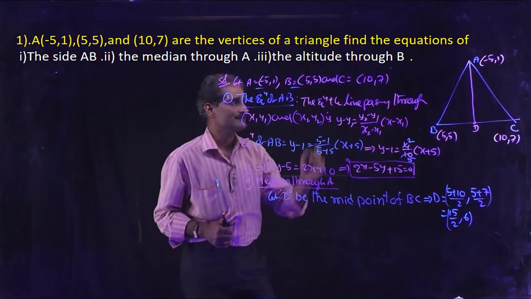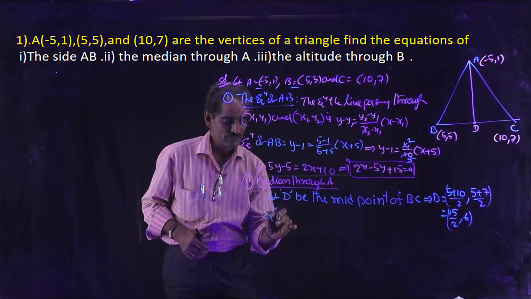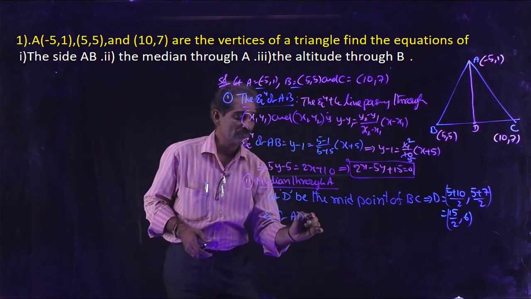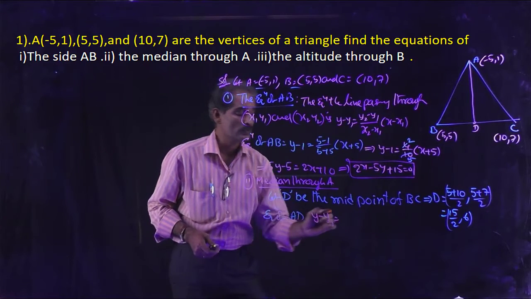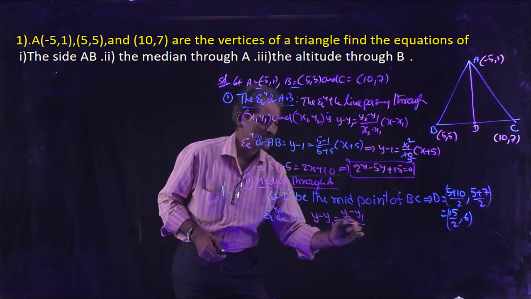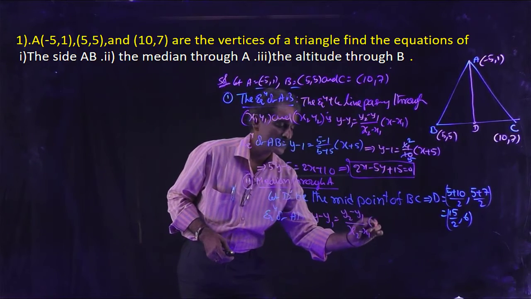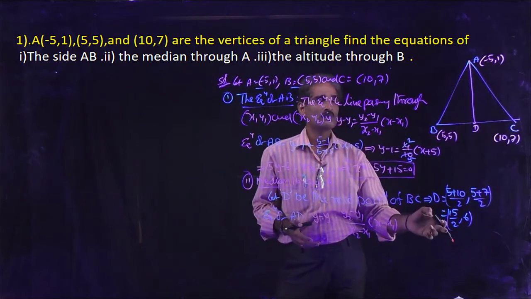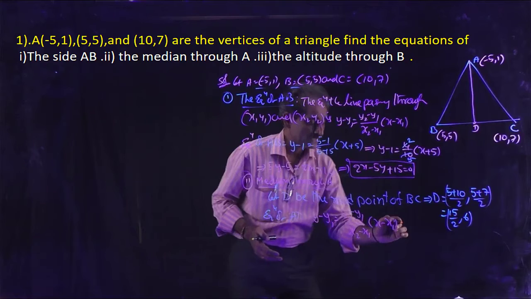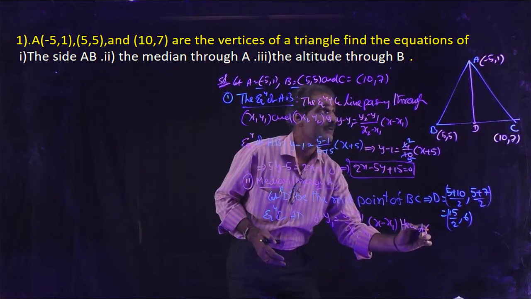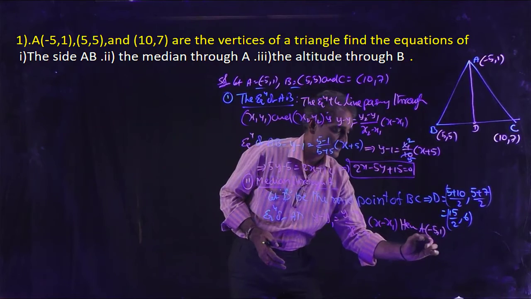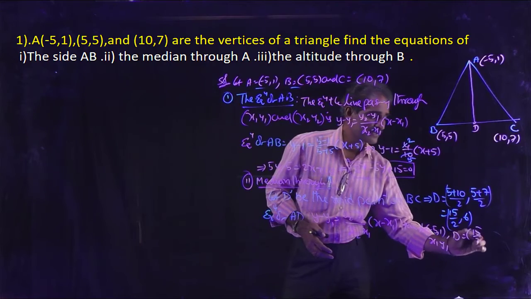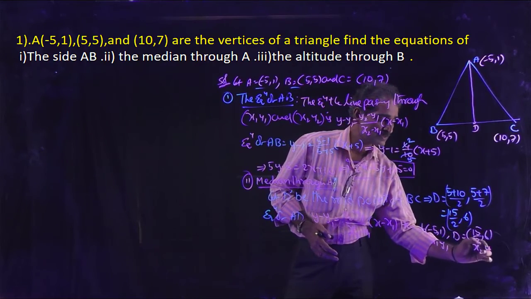Okay, now the equation of AD in 2-point form. What is the 2-point form? y minus y1 is equal to y2 minus y1 by x2 minus x1 into x minus x1. Just substitute x1 y1 and x2 y2. Let us take A, which is minus 5 comma 1, as x1 y1, and D, 15 by 2 comma 6, as x2 y2.